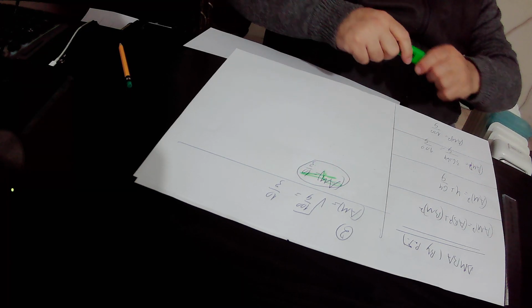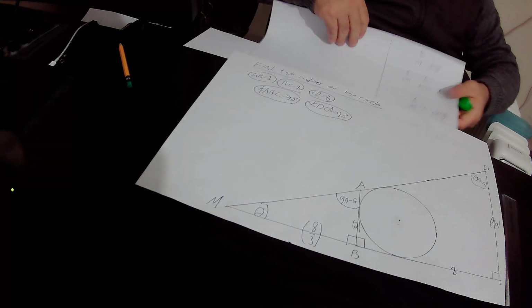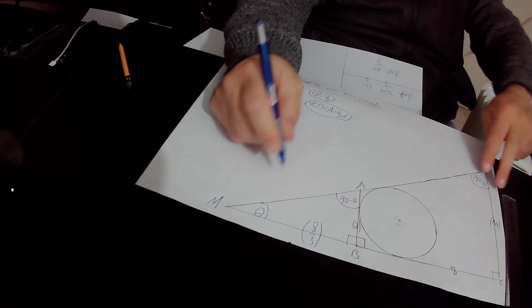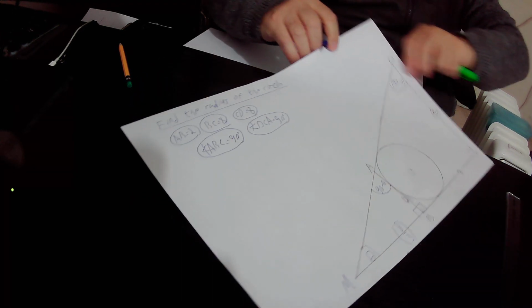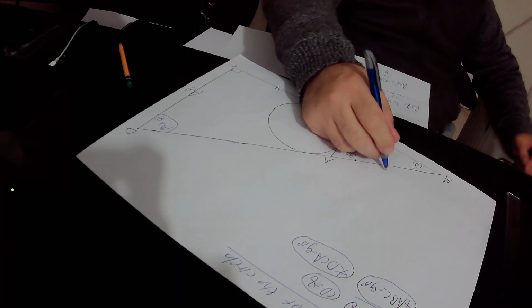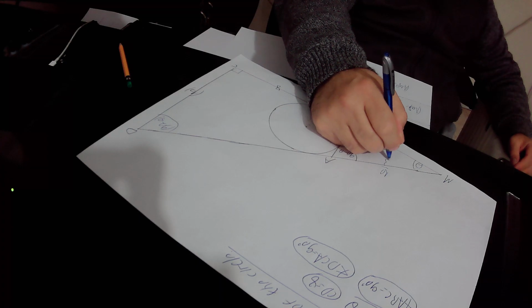So here the hypotenuse AM equals 10 over 3 units in its length, so I'll write it down here. AM equals 10 over 3 units in its length.